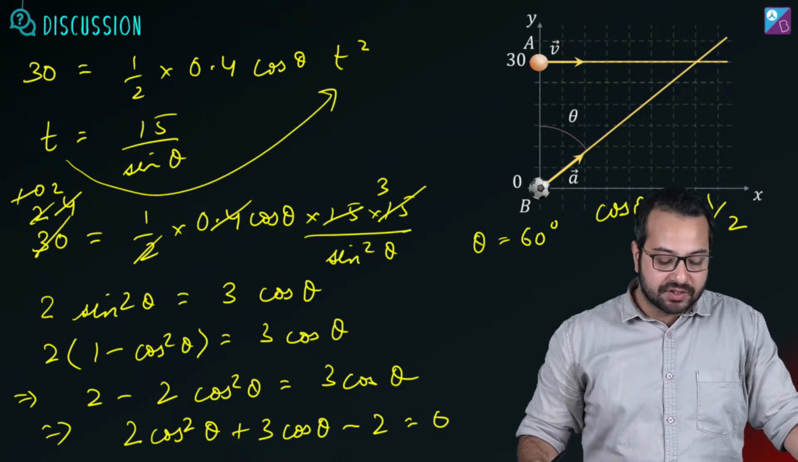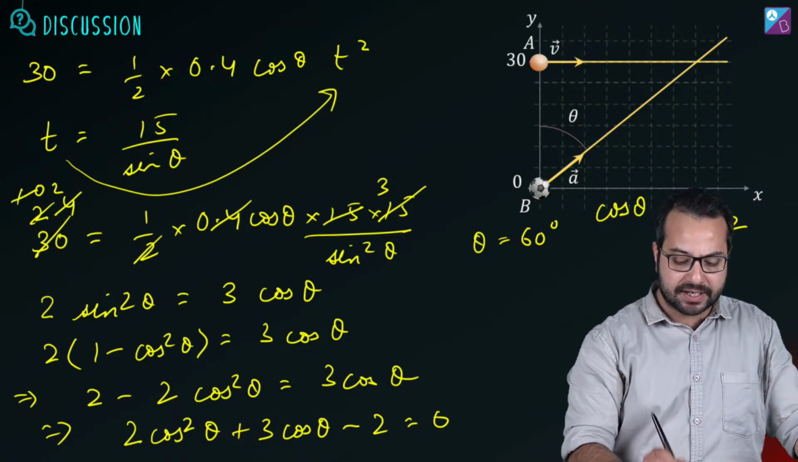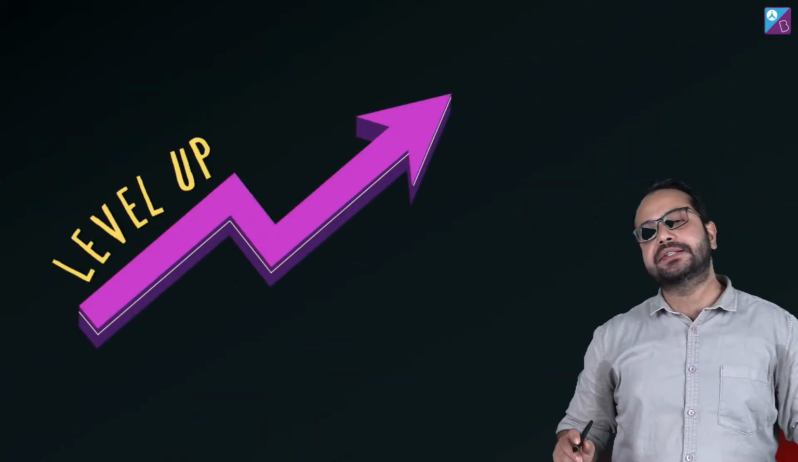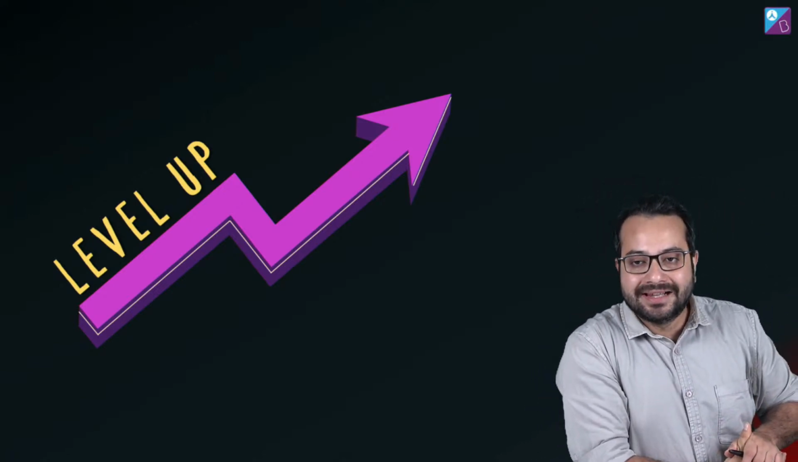That's it. Okay, Swastika, the answer came, my solve is done. So probably you would have made a calculation mistake, so that is all right, no worries. And now let's go to the level up question.